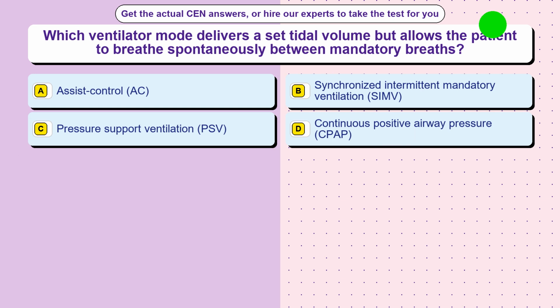Question 11. Which ventilator mode delivers a set tidal volume but allows the patient to breathe spontaneously between mandatory breaths? Option A, assist control, AC. Option B, synchronized intermittent mandatory ventilation, SIMV. Option C, pressure support ventilation, PSV. Option D, continuous positive airway pressure, CPAP.